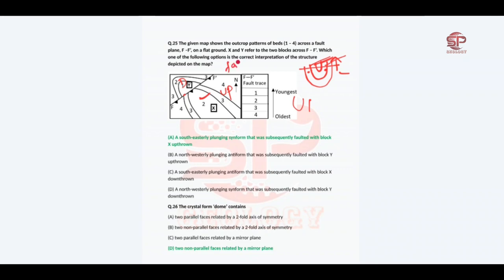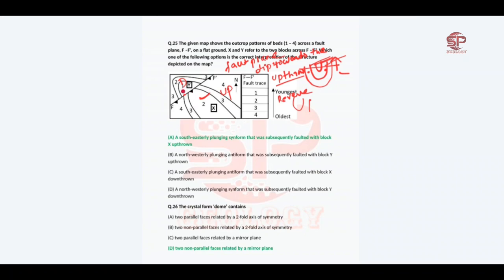If the fault plane beams towards the up-from side, then it will be a reverse fault. It will be a reverse fault.